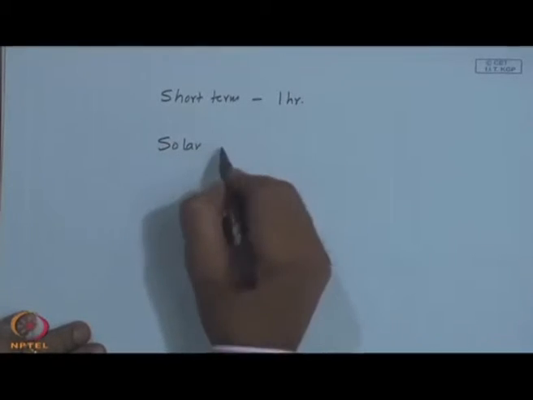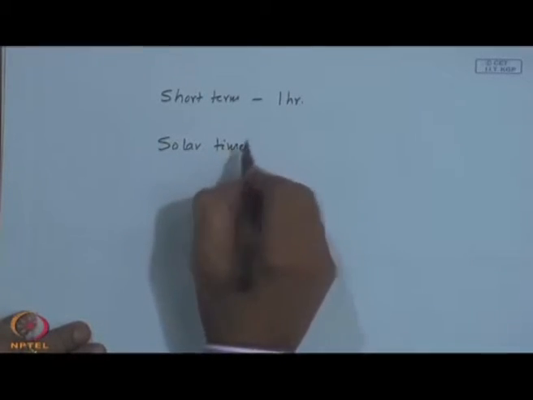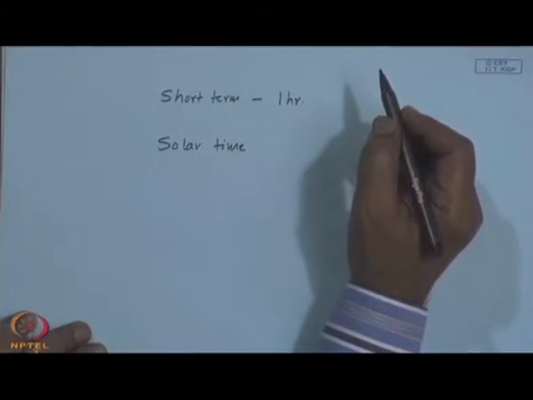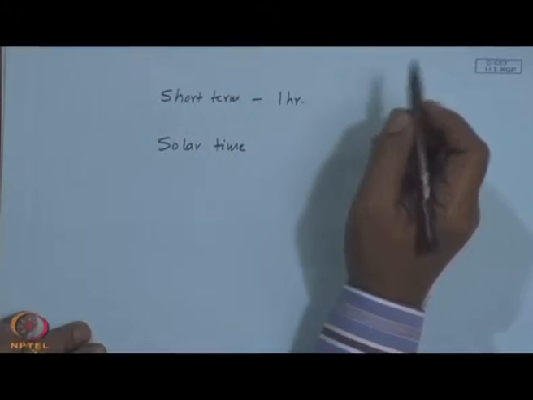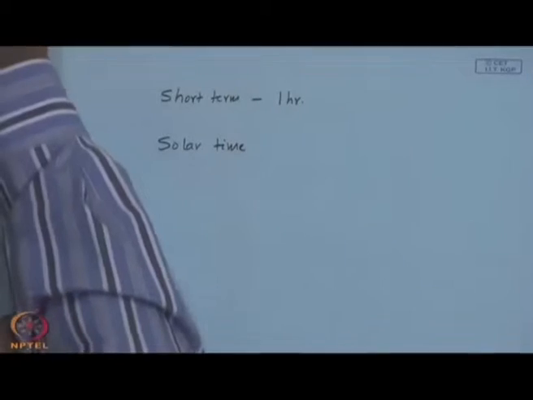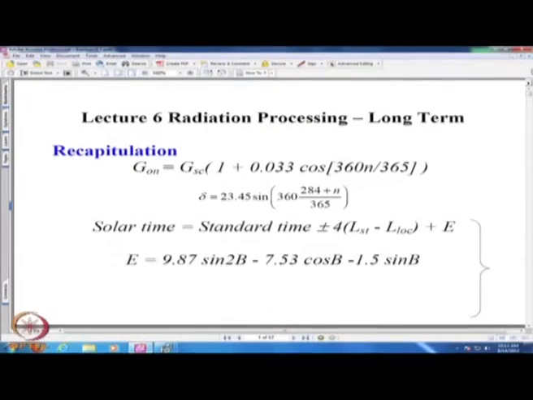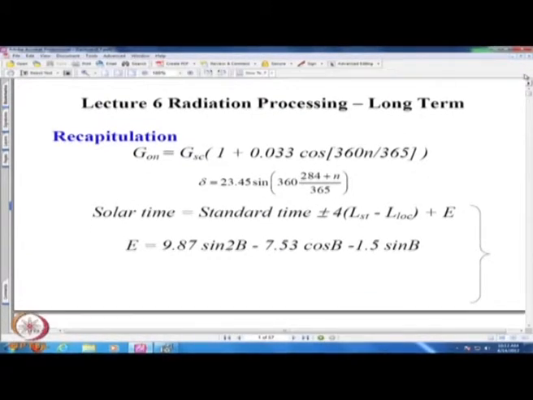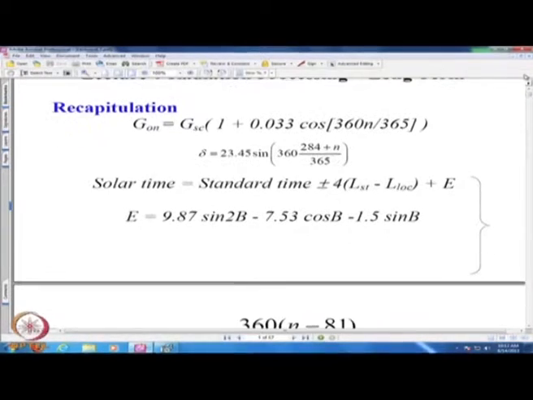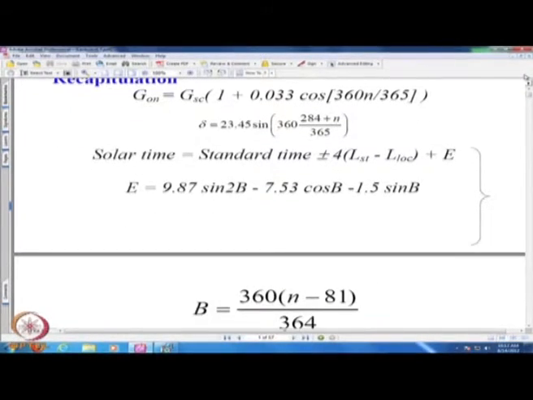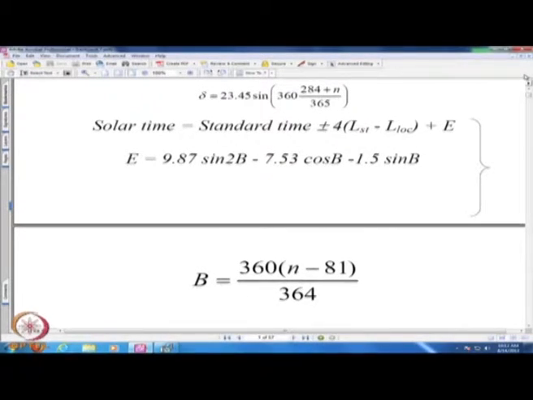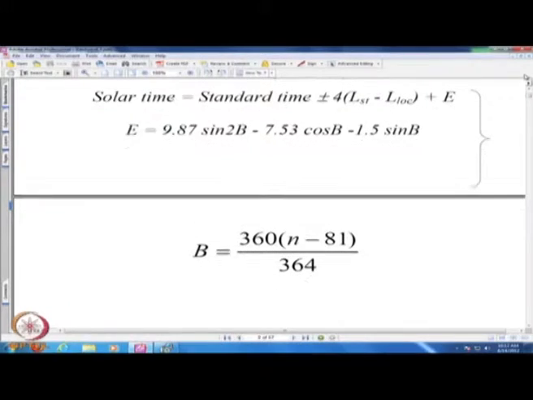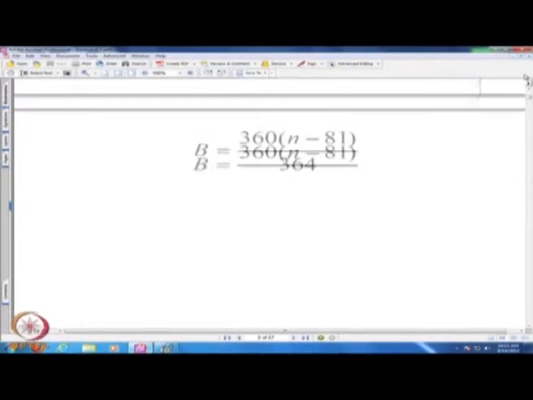Then almost all the time in solar energy we deal with solar time, which needs to be corrected depending upon the location and the longitude on which your time is based, that is in terms of L S T and L L O C, and an equation of time E expressed in terms of a parameter B defined as 360 times n minus 81 by 364. This is purely an empirical relation.